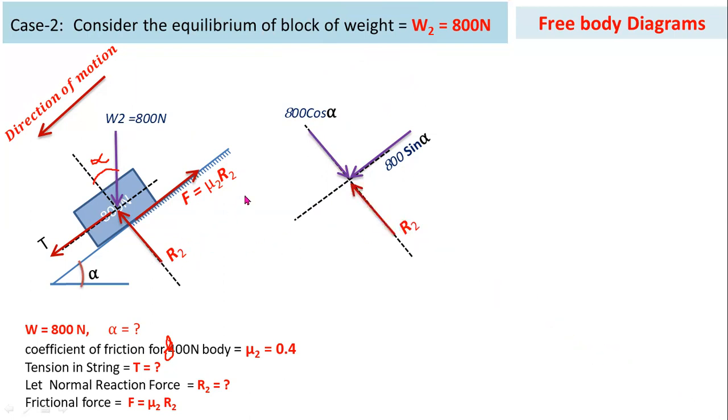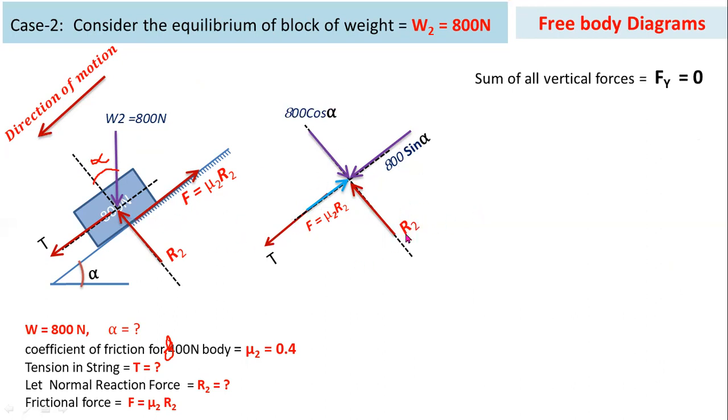Now you have to consider this tension, in the downward direction. Already we know that the direction of motion of the block is downward, so you have to consider upward frictional force. Now this is the free body diagram for this second case.